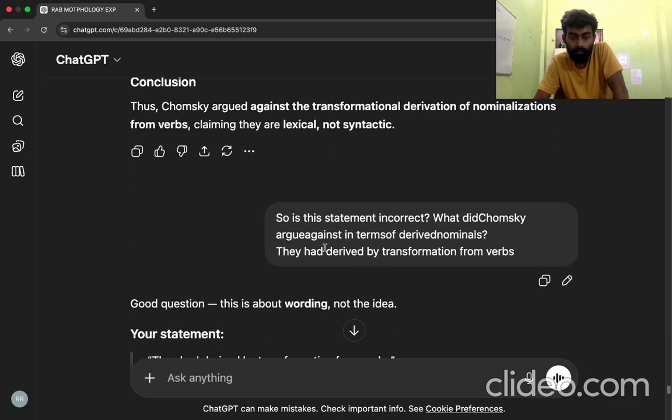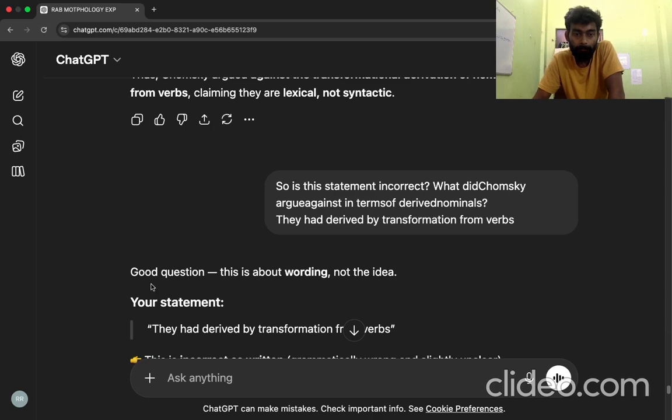Good question. This is about wording, not the idea. So is this statement incorrect? What did Chomsky argue against in terms of derived nominals? They had derived by transformation from verbs. Statement: they are derived by transformation from verbs.